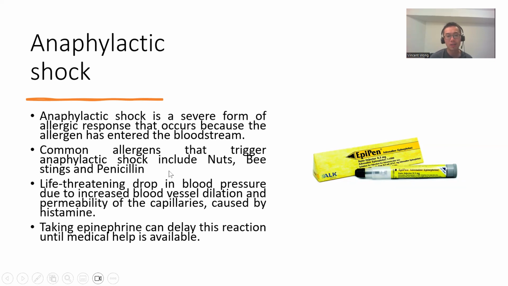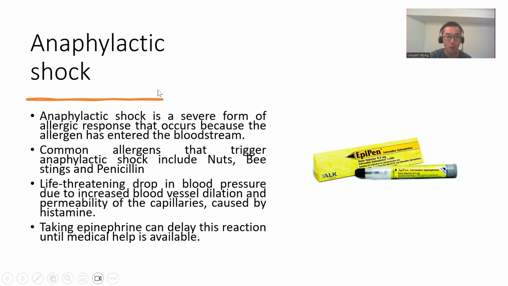And what happens is when you have this very, very systemic inflammation, your blood vessels are going to dilate, and the permeability of the capillaries is going to increase because of histamine, but not just happening at the finger, happening all over the body. And so your blood pressure is going to drop significantly, and that could lead to a life-threatening situation. In addition, your airway is also going to constrict, making it difficult and sometimes impossible to breathe.